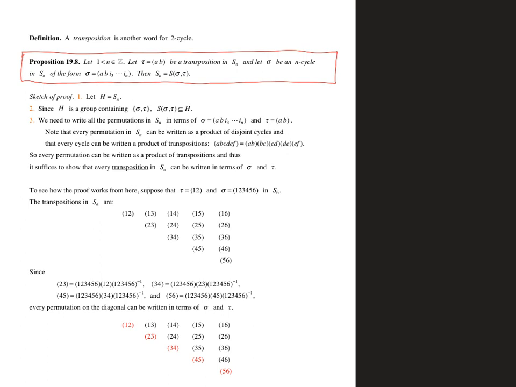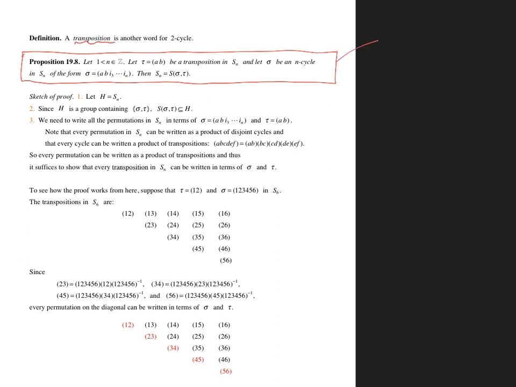It says that if I have a transposition and an n cycle in S sub n, one of my permutation groups where I'm permuting n things, then I can write Sn as a subgroup of itself, which is allowed, that's generated by a 2 cycle, which we also call a transposition, and an n cycle.